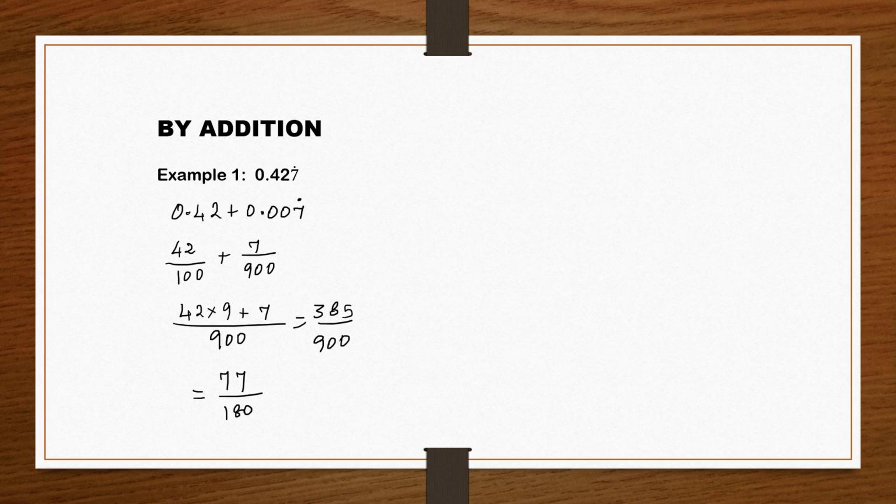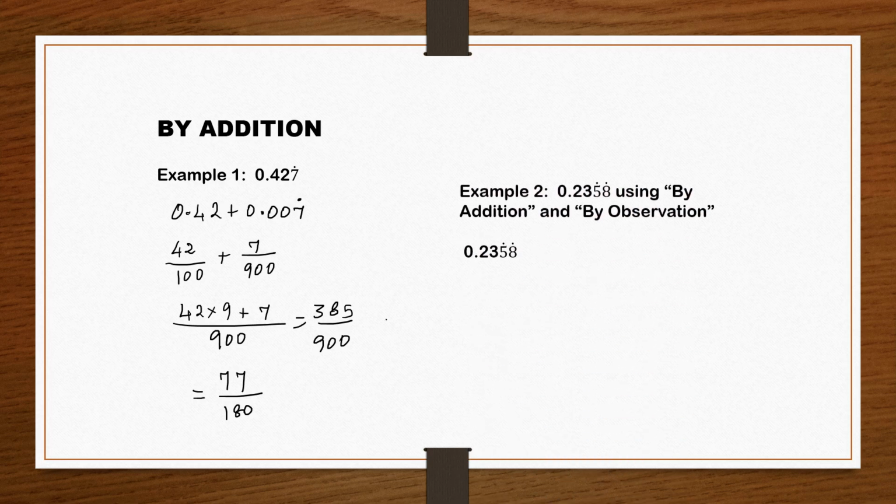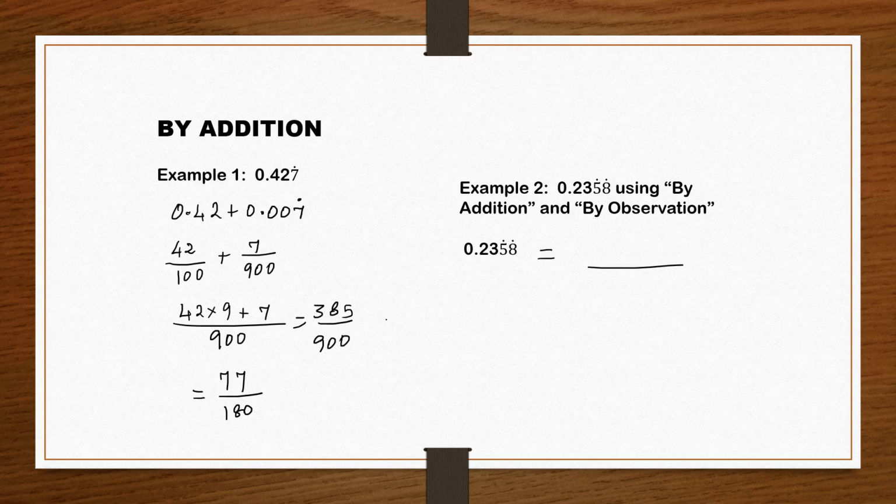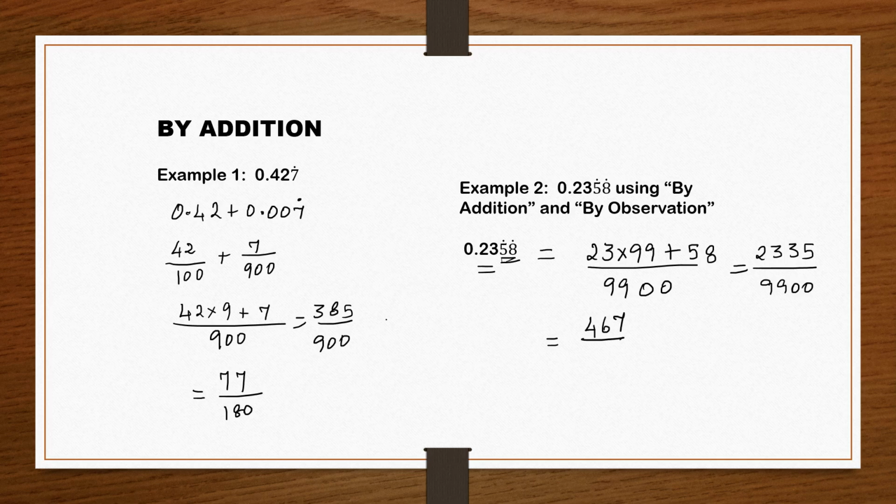Now try this method with another example. 0.2358 recurring. First we write the denominator. It has two recurring digits, so we write two nines, and it has two non-recurring digits, so two zeros. Write the non-recurring part, multiply by the number of nines, and then add the recurring part, which gives 2335 over 9900. On further simplification, we get 467 over 1980.